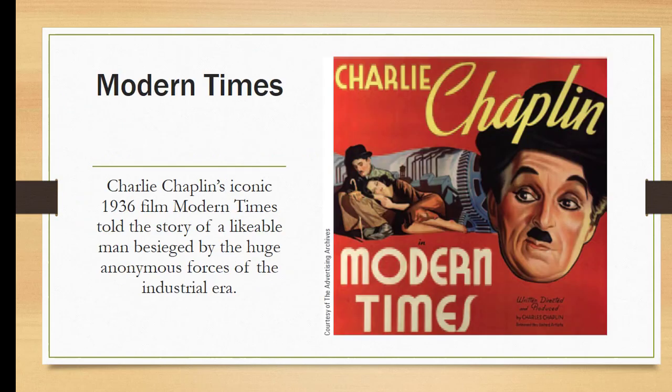Well, Charlie Chaplin's going to be big in the 1930s. Modern Times is about this likable individual who's besieged by huge anonymous forces in the industrial era. Who is in control of whom here? Is it really man in control of the machine, or is the machine in control of the man?